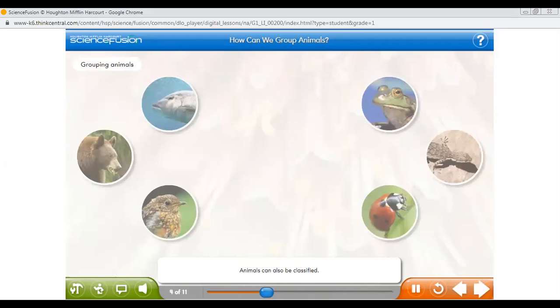Animals can also be classified. There are many groups of animals. Click the pictures to find out about 6 common groups of animals. So you have learned about the groups of animals. Let's see which are they again. Fish, mammals, reptiles. So you're going to see that again.